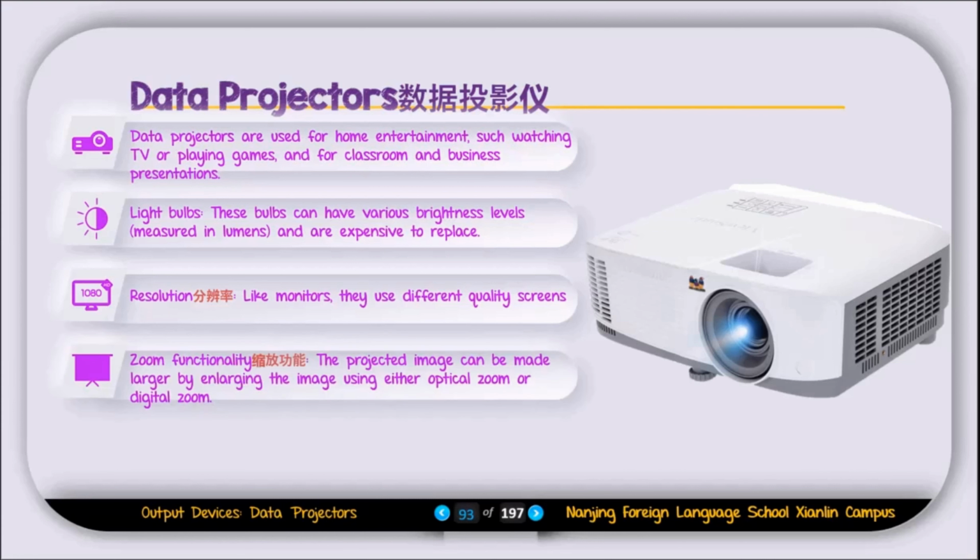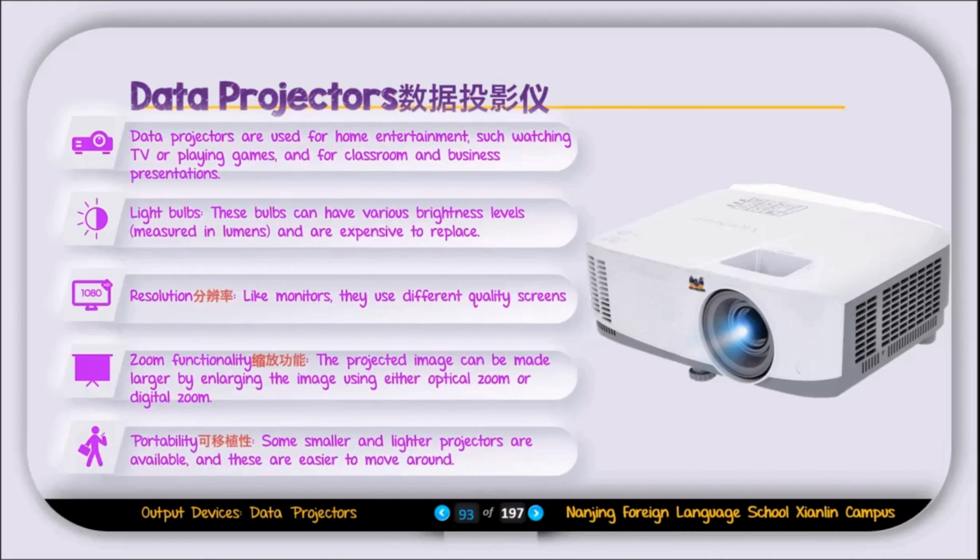Next one is the zoom functionality. The projected image can be made larger by enlarging the image using either optical zoom or digital zoom. And the last part is the portability. Some smaller and lighter projectors are available, and these are easier to move. You can take them anywhere. For example, if you're going out somewhere, you can just take the projector in your laptop bag and then you can use it anywhere you want.